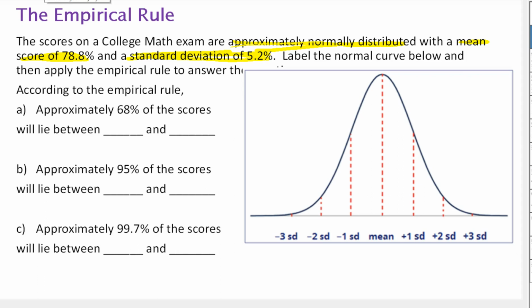And we are asked to do two things: label the normal curve below, which we're given, and then apply the empirical rule to answer the questions below, which are right here. So let's start with our normal curve.